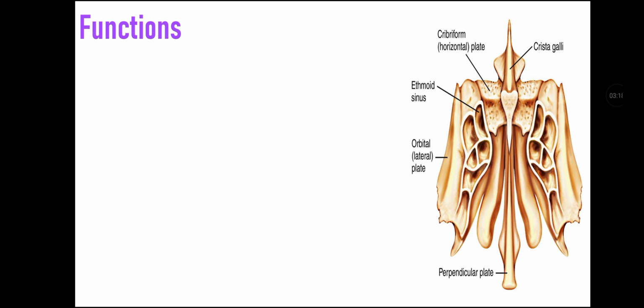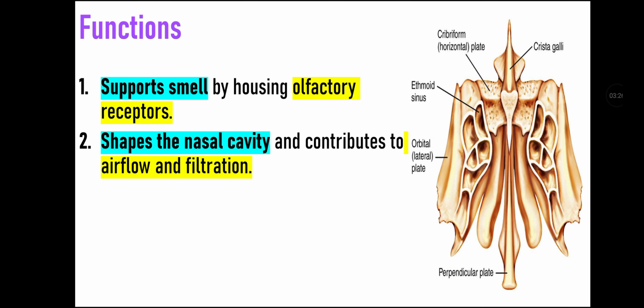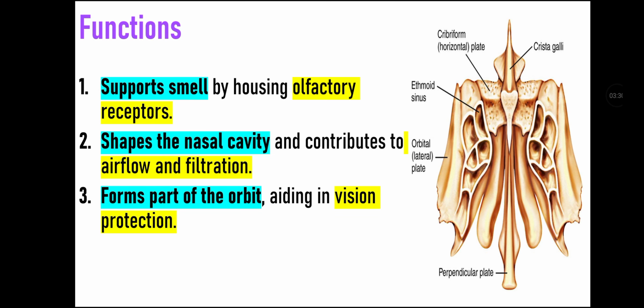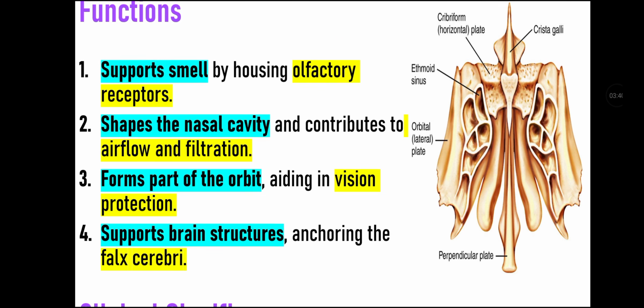Now let's talk about functions of ethmoid bone. The first function is it supports smell by housing olfactory receptors. Second function is it shapes the nasal cavity and contributes to airflow and filtration. Third function is it forms part of the orbit, aiding in vision and protection. The fourth function is it supports brain structures as it anchors the falx cerebri.